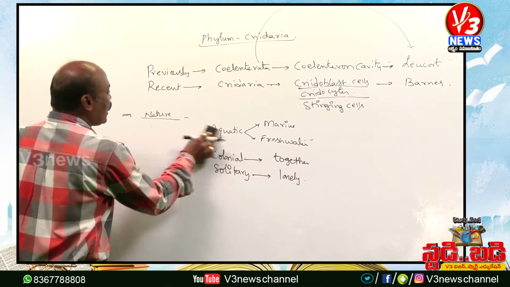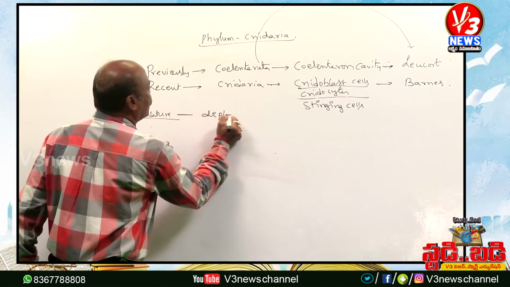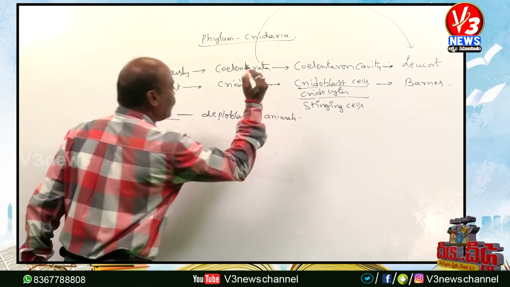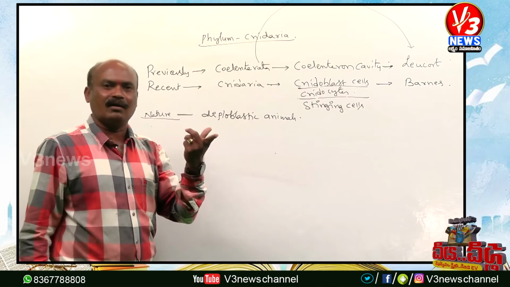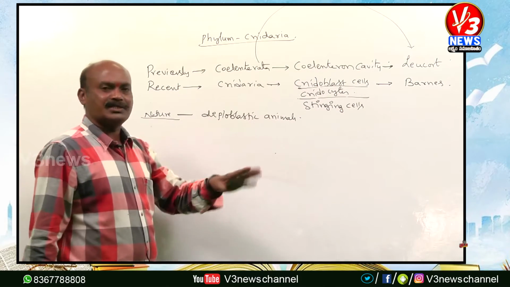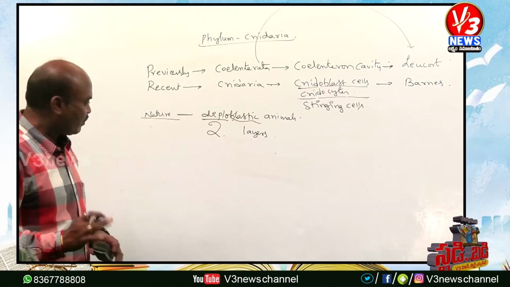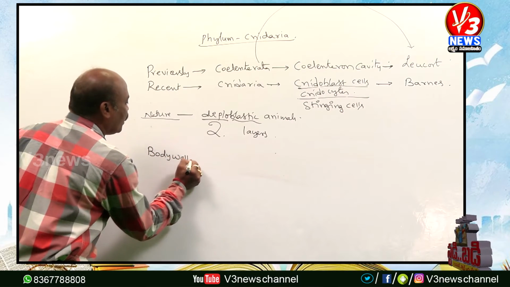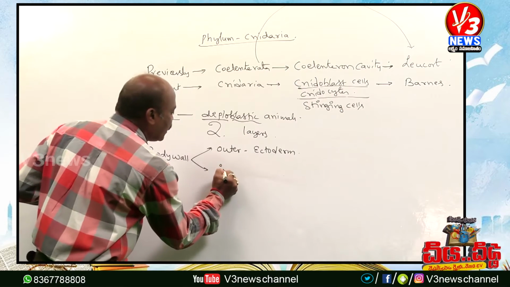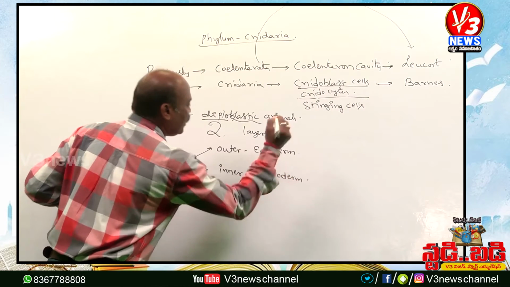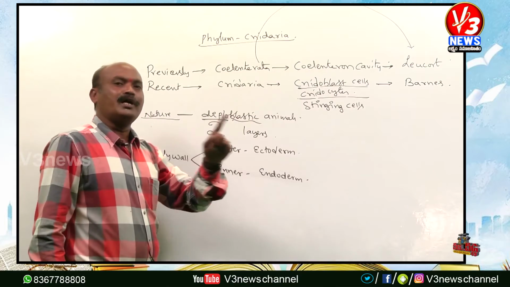Coming to the nature, these are the first diploblastic animals. This is very important regarding entrance examinations. The first diploblastic phylum is Nidaria. What is the meaning of diploblastic? Simple. Diplo means two, blast means layers. So what are the two layers? Their body wall possesses the outer ectoderm and the inner endoderm. These two layers are present in their body wall. That's why the Nidarians are diploblastic animals.